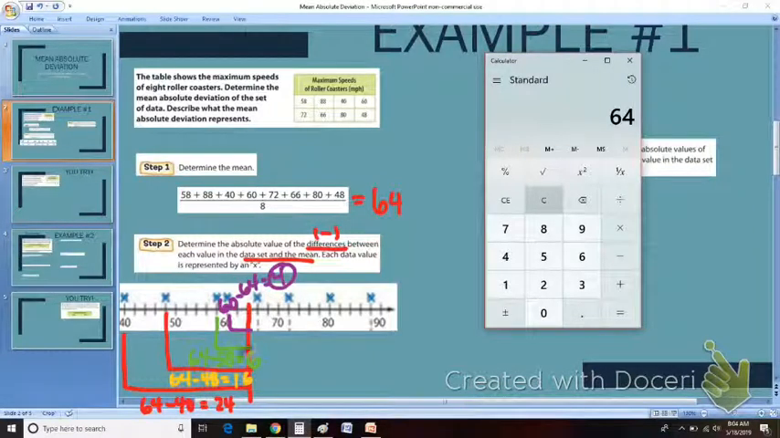So here's each of our numbers, I'll circle. And then we're going to do the same thing to our other side. Okay, so our first number we have is 88. So 88 minus 64, we get 24. Okay, and then our next one we have is 80. So 80 minus 64. We should get 16.